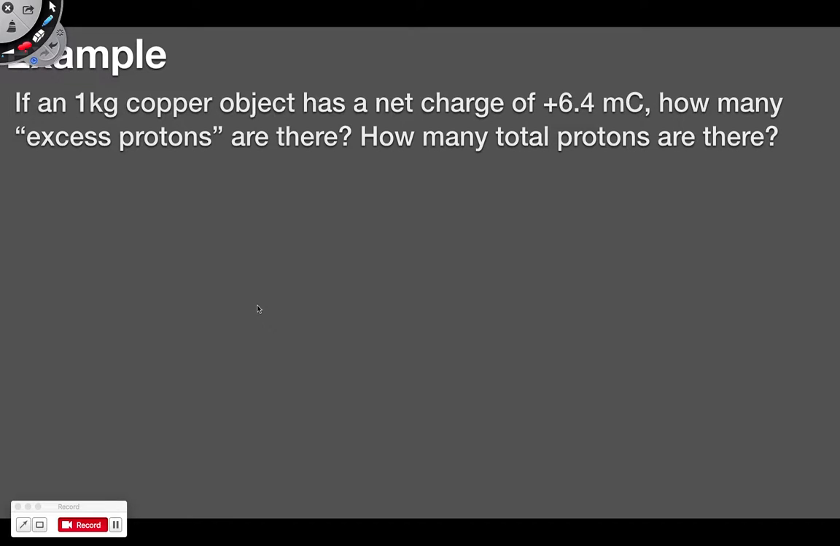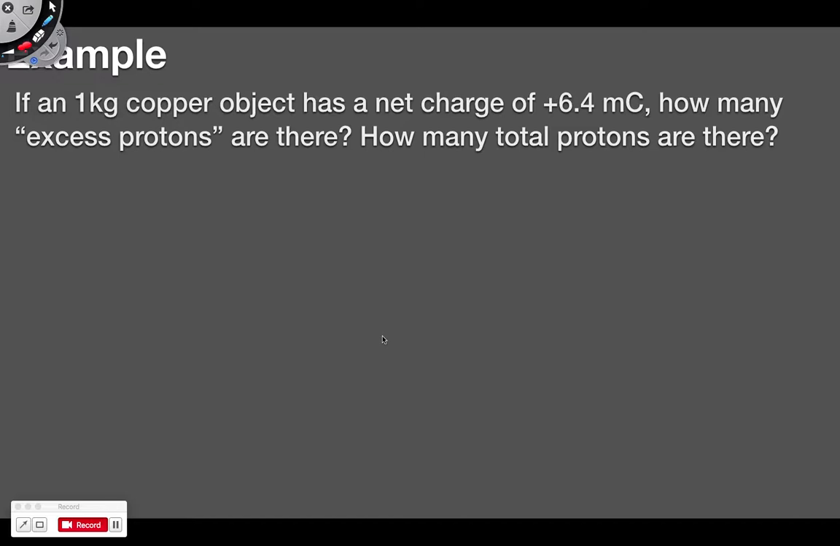So let's look at this example. If a 1 kilogram copper object has a net charge of 6.4 millicoulombs, which, by the way, since we're talking about coulombs, a coulomb is a big deal. That is a large amount of charge. Even a millicoulomb is a lot of charge, so keep that in mind. Typically, we're going to be down in the micro and the nanocoulomb realm. How many excess protons are there? How many total protons are there?